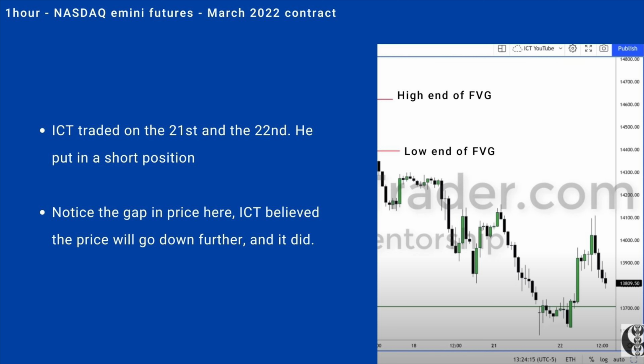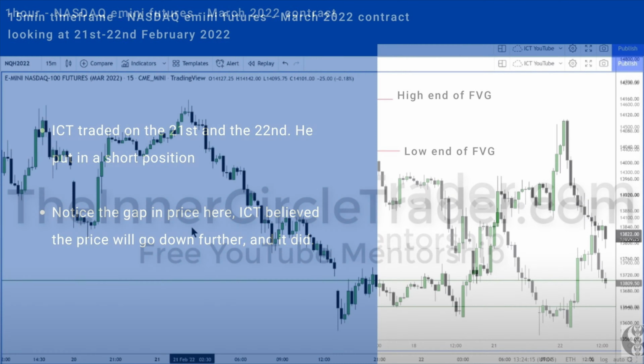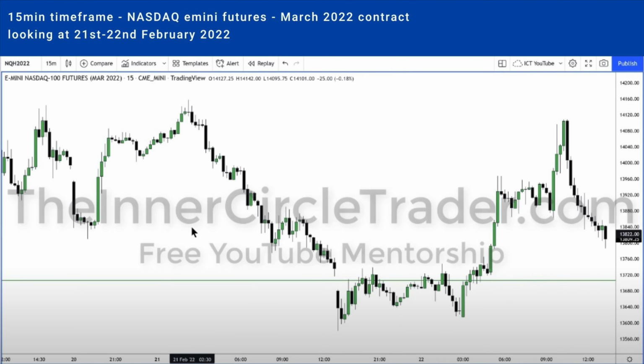And now let's switch to the 15 minutes time frame. Remember, we are focusing here on the 21st and the 22nd of February 2022. ICT tells us that he entered his position here to go short. But the big question is, why did he do so? Honestly, when I was looking at this episode, I stopped a moment because he asked that question like, I entered a position here, but can you say why?